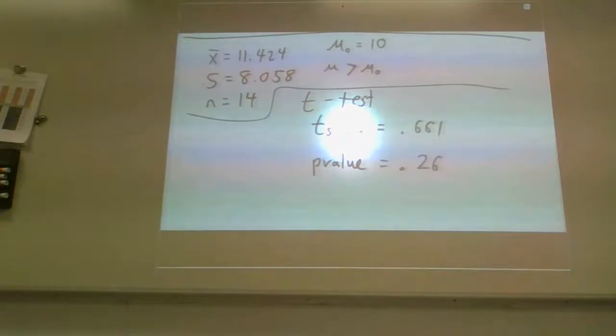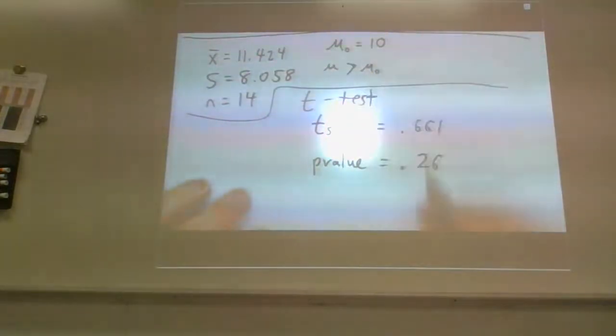Now, how that t-score and p-value were calculated for this problem, I am going to show you how they were actually calculated. I'm going to show you that on this problem, not on future problems.